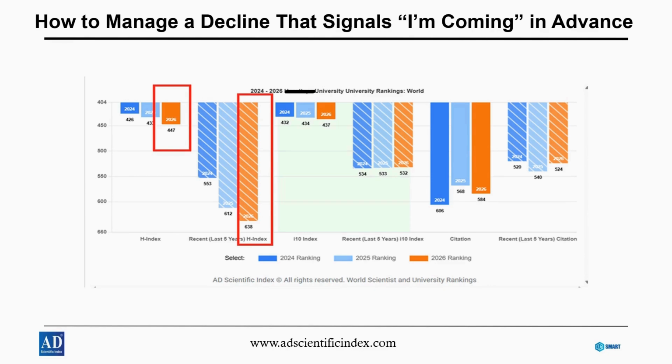A decline doesn't always arrive suddenly. Sometimes it announces itself years in advance. The data is clearly signaling the institution's recent H-index performance is weakening, and if nothing changes, a significant drop in global ranking is on the way. The question becomes, how do you detect this early, and how do you stop it before it turns into a crisis? This is exactly where the Smart Institutional Excellence System steps in.